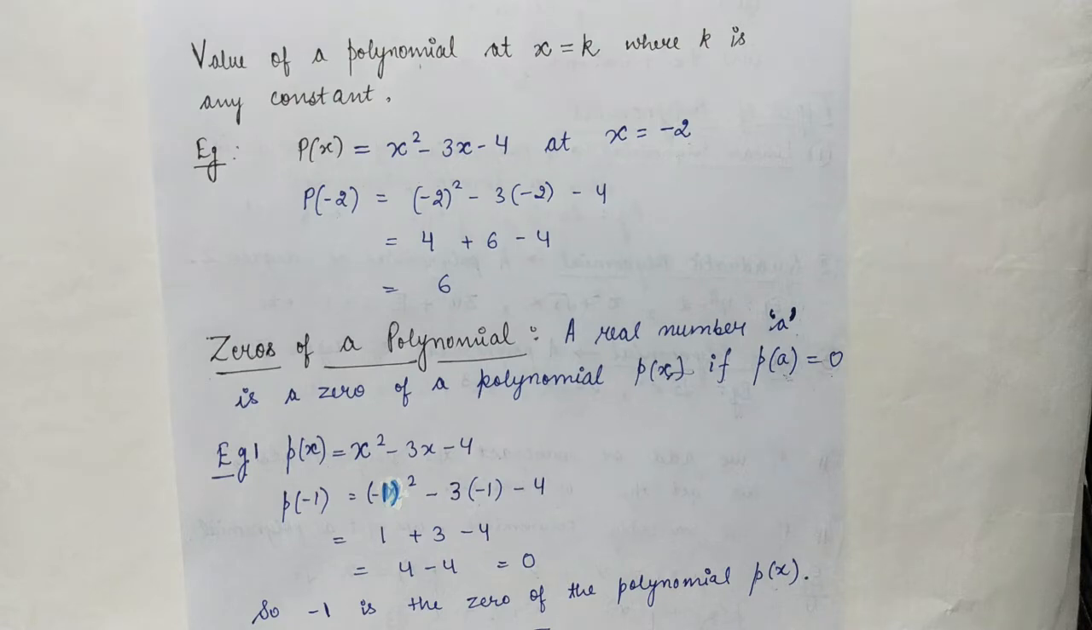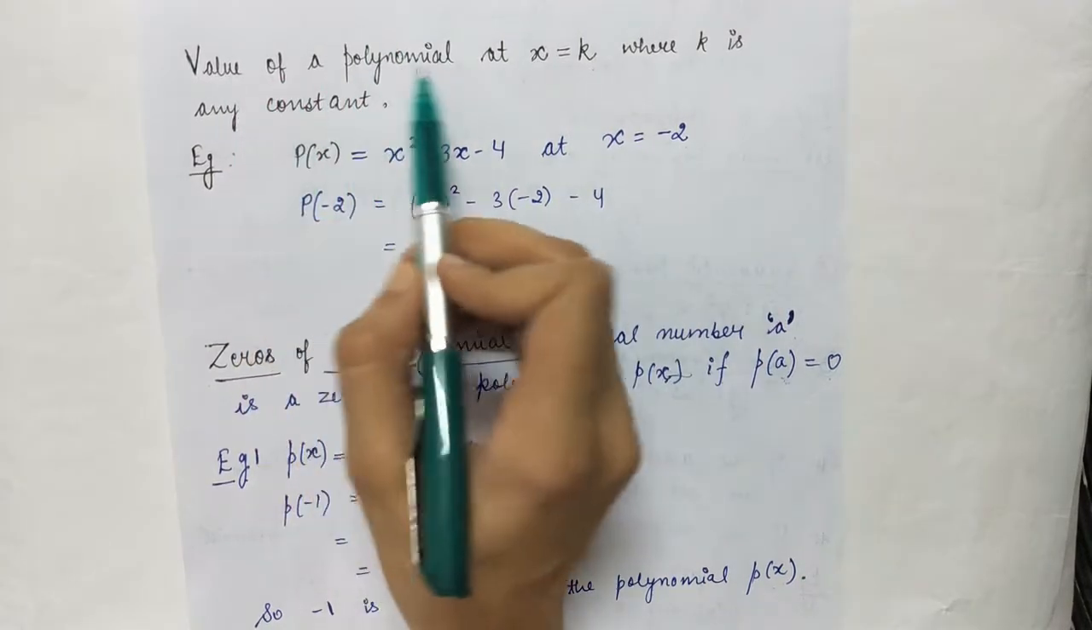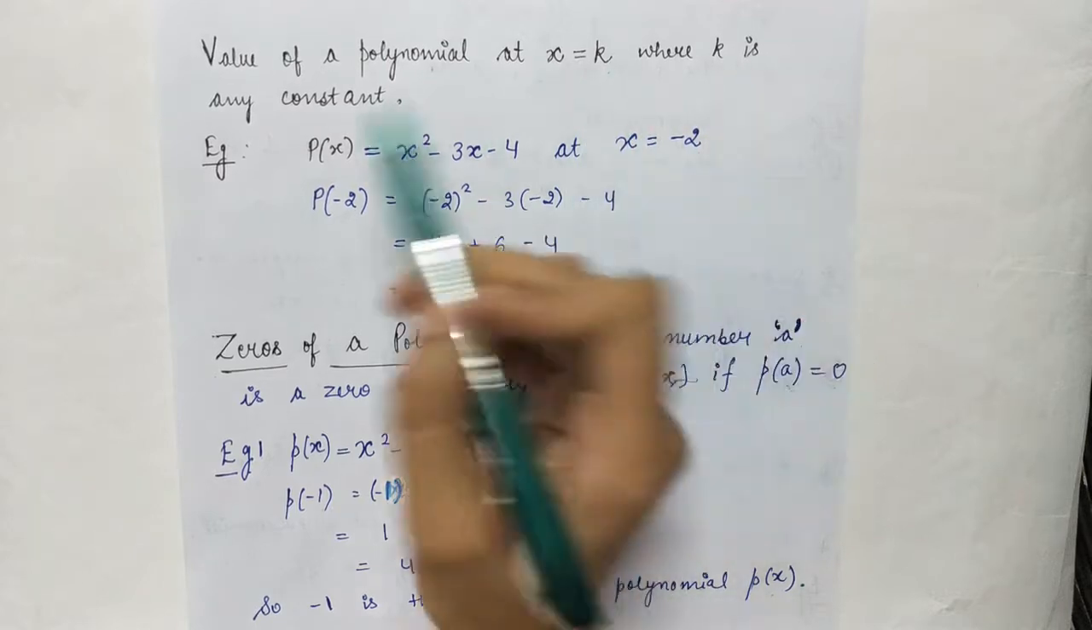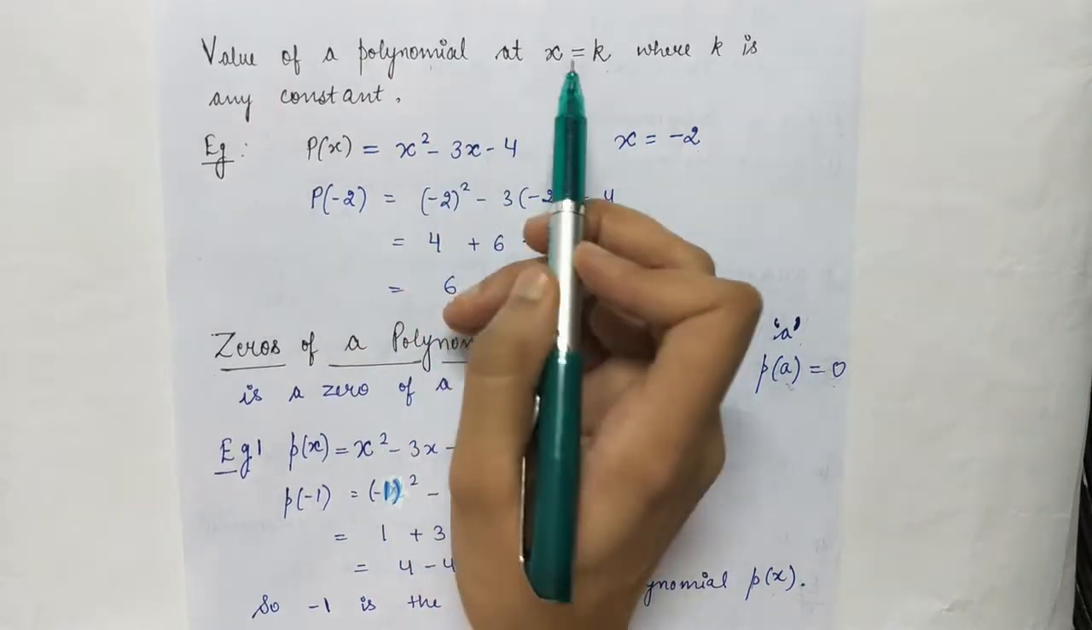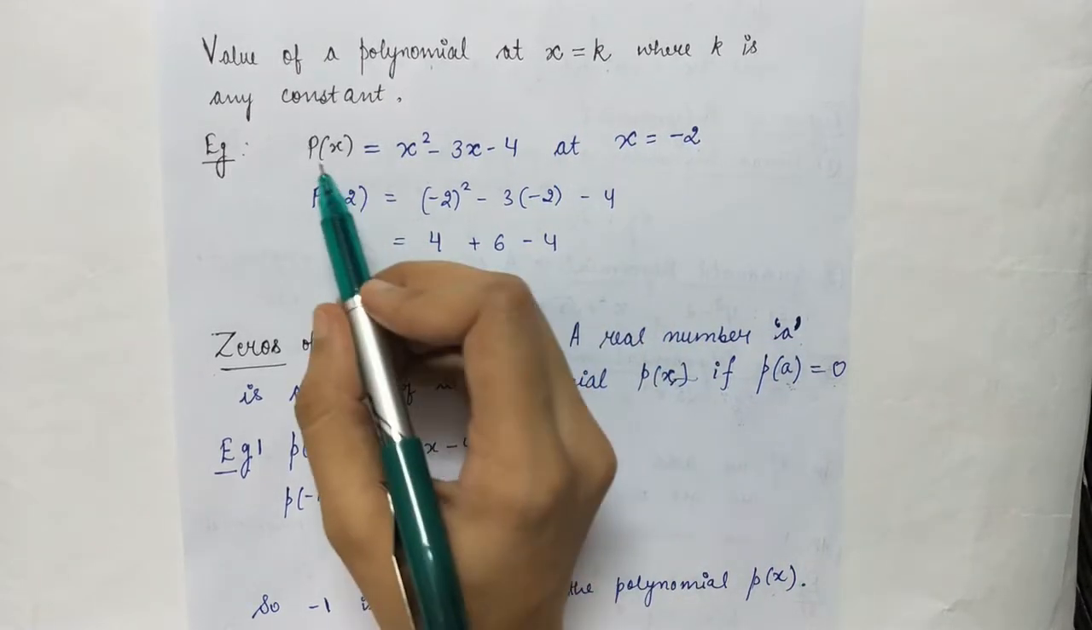Polynomial, quadratic polynomial, cubic polynomial. Now we will find the value of a polynomial at some point. Okay, so the value of a polynomial at x is equal to k. Let us consider a k. K is any constant. We have to find the value of the polynomial at that particular point.